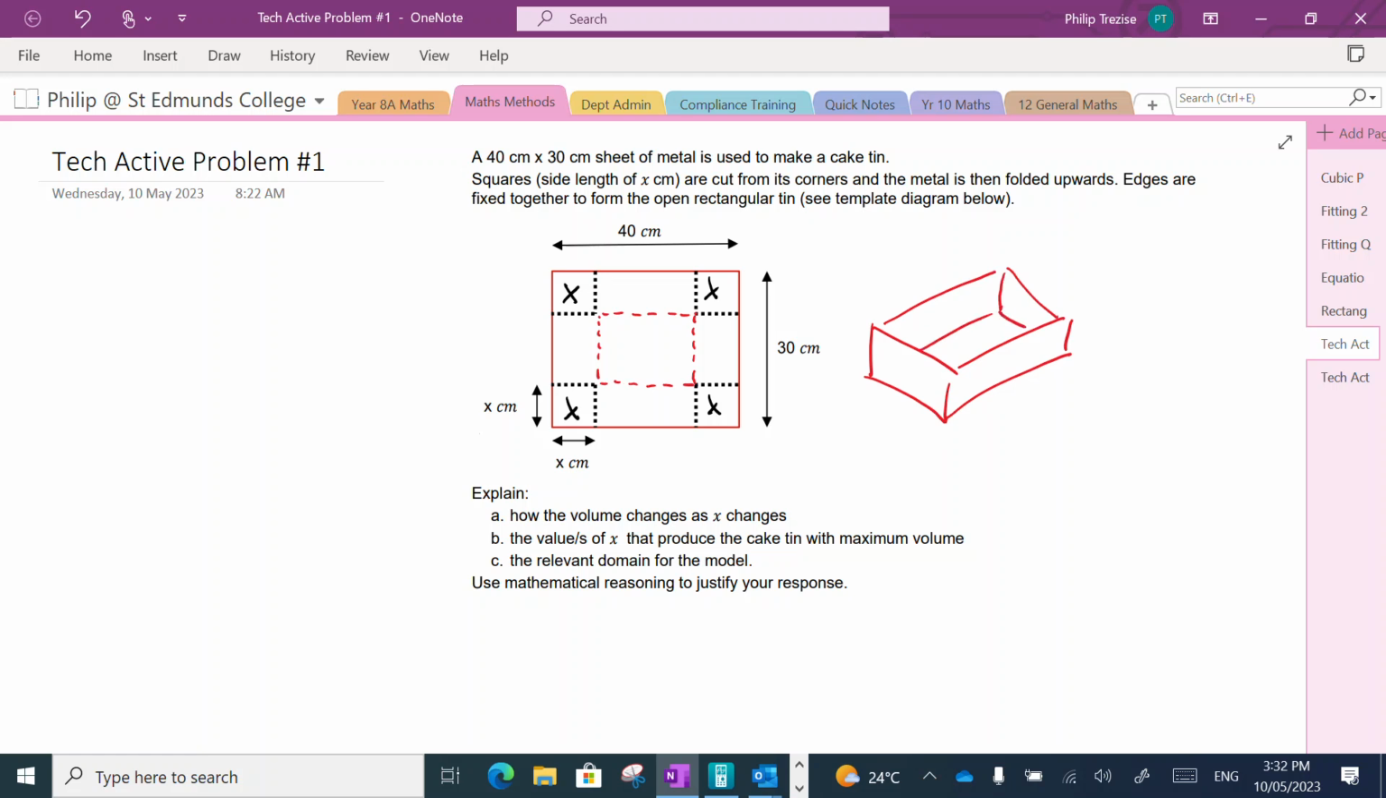Now the distance x here that we've chopped out of the corner, that would end up being the height of the tin. The length of the tin would be 40 centimeters with x subtracted from both ends, so taking away 2x, and the width of the tin likewise would be 30 subtract 2x.